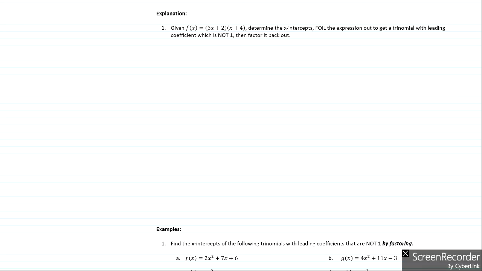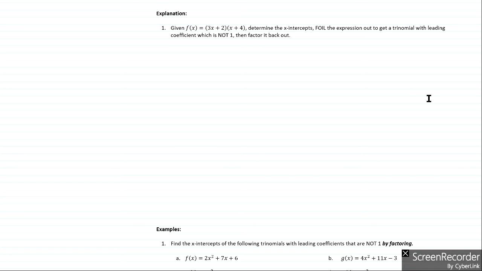In this section, we're going to start talking about how we can find x-intercepts for some quadratic expressions when the leading coefficient is not equal to 1. To get us started, we're going to go through this example in the explanation first by going through the process of finding the x-intercepts with the original function in factored form, and then we're going to practice the process of factoring a trinomial when things are FOILed out, in order to practice the factoring process when the leading coefficient is not equal to 1.